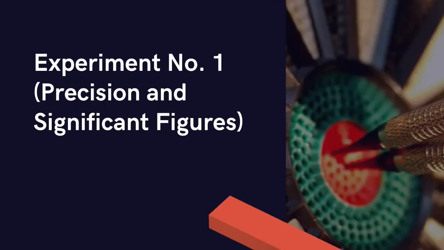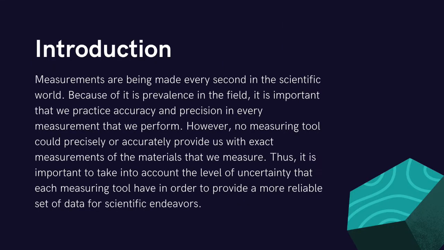Experiment number 1, Precision and Significant Figures. Measurements are being made every second in the scientific world. Because of its prevalence in the field, it is important that we practice accuracy and precision in every measurement that we perform. This is to avoid any accident that might happen.